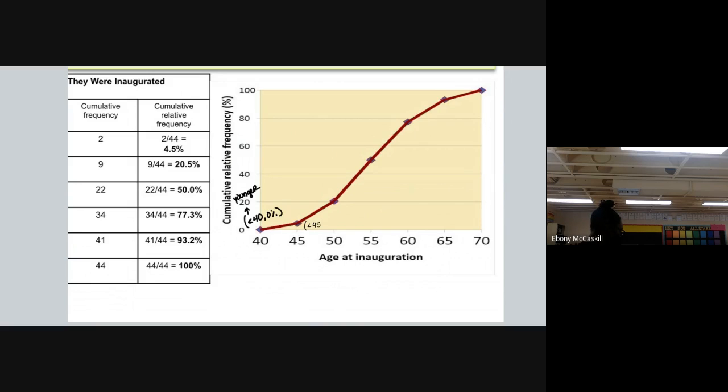Okay, so everyone that was younger than 45, there was 4.5% of people who were younger than 45. The percentage of people who were younger than 50 has to be 20.5. Remember that also includes these people here. So that's why it's increasing. It includes everyone before it. The next one is everyone who's younger than 55.